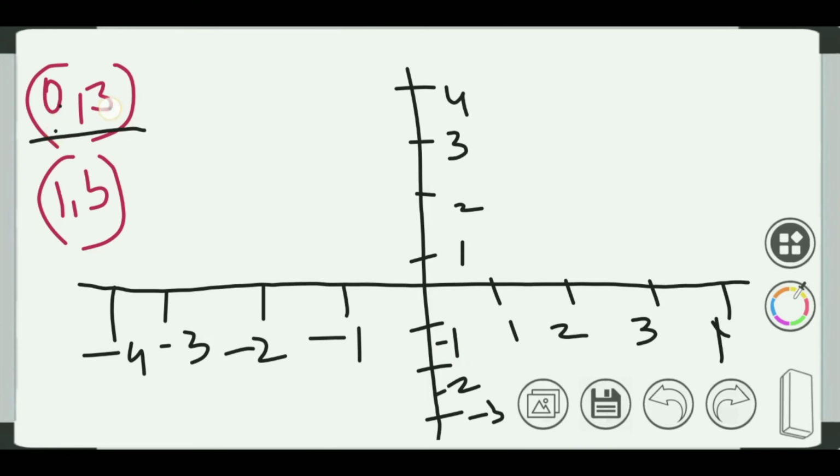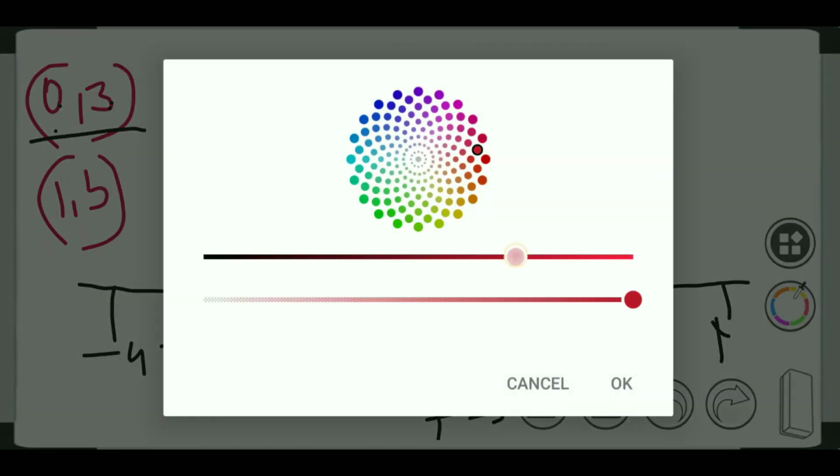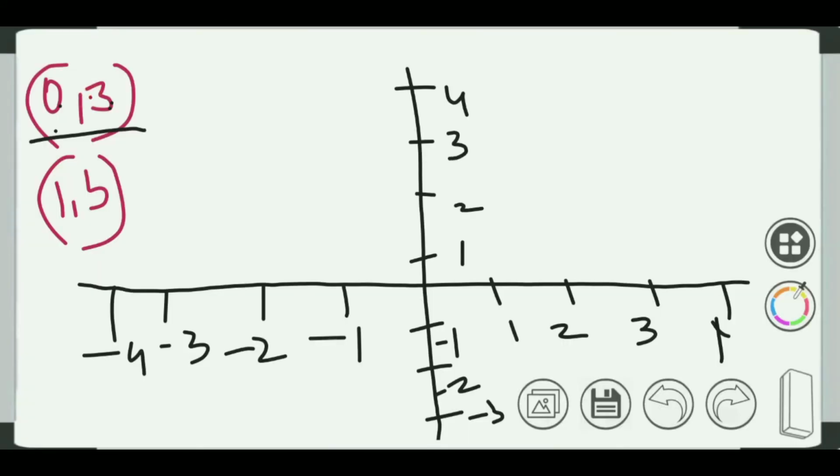0 is on x-axis, 3 is on y-axis. So 0 on x-axis means there is nothing on x-axis. 3 on y-axis. Here, this is your point, 0, 3. Okay. Now, 1 and 3. 1 on x-axis, 3 on y-axis.